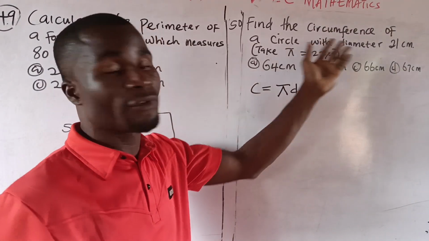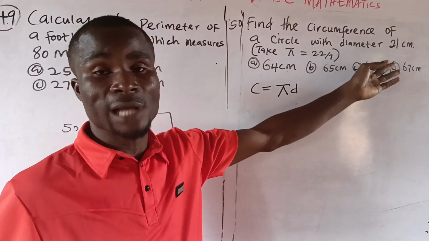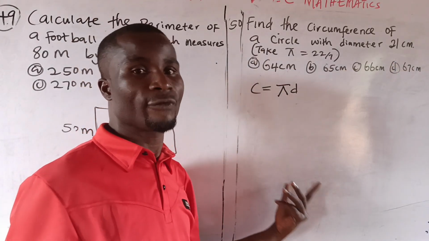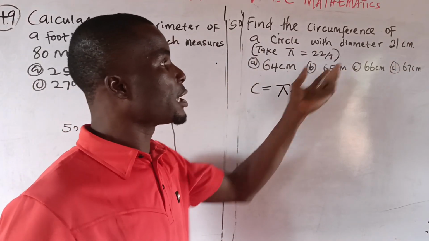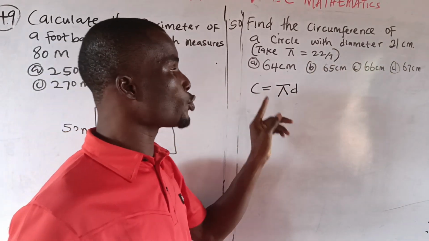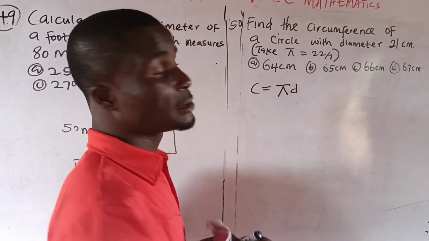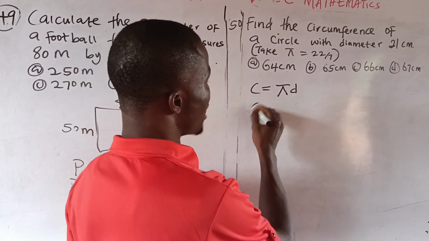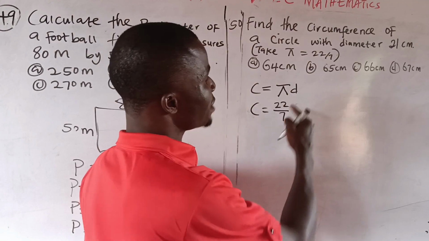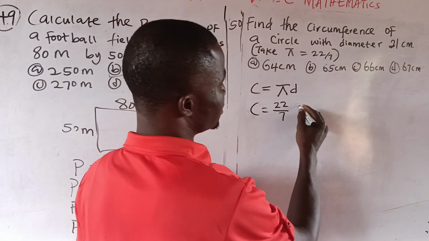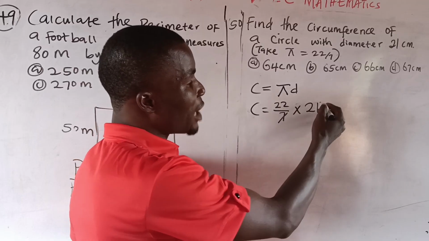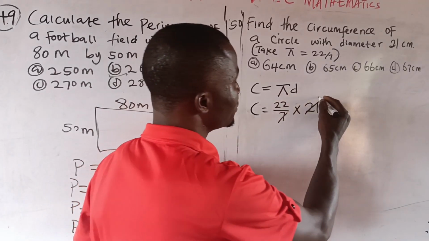Why? We are not given the radius, they only gave us the diameter. If we are given the radius, we use a different formula. So the one they gave us, that is the formula we are going to use, which is circumference of a circle equals pi d. And they've given us the pi. So C equals 22/7 times the diameter, 21, right? How many 7 can we see in 21? We are going to see 3, right?